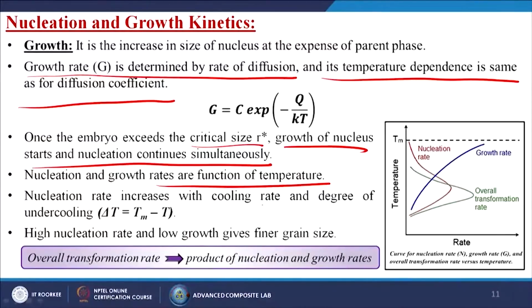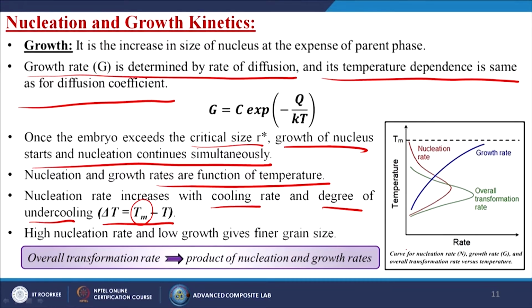Nucleation rate increases with cooling rate and degree of undercooling, that means del T is equal to Tm minus T, where Tm is the melting temperature. High nucleation rate and low growth gives the finer grain size. So, what is the consequence? Overall transformation rate means the product of the nucleation and the growth rates.